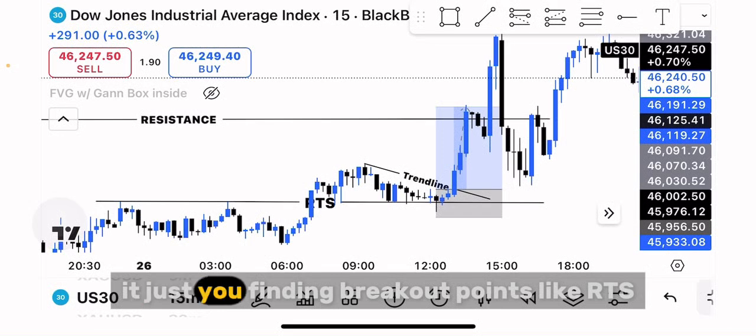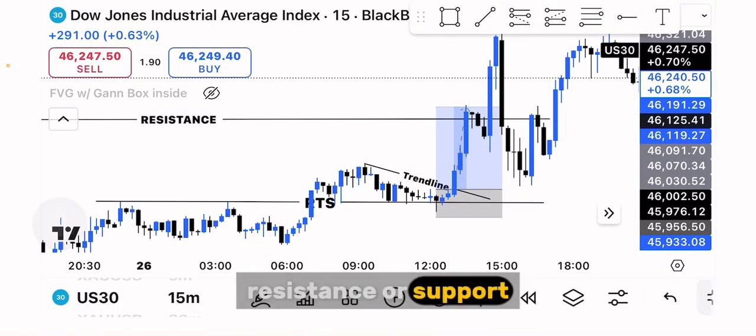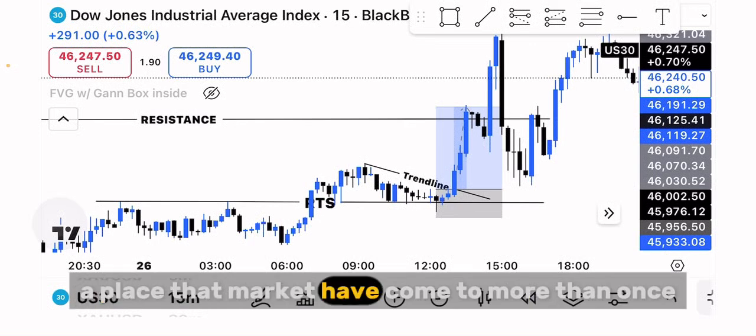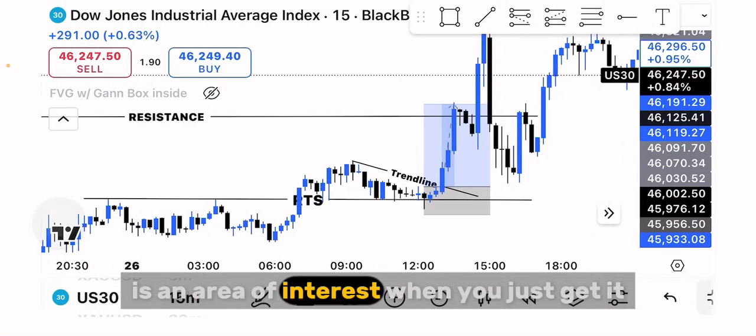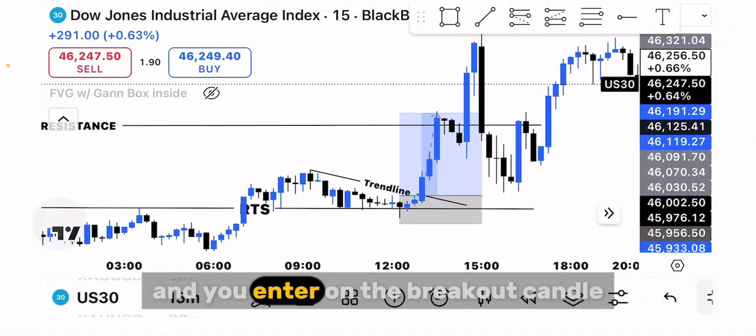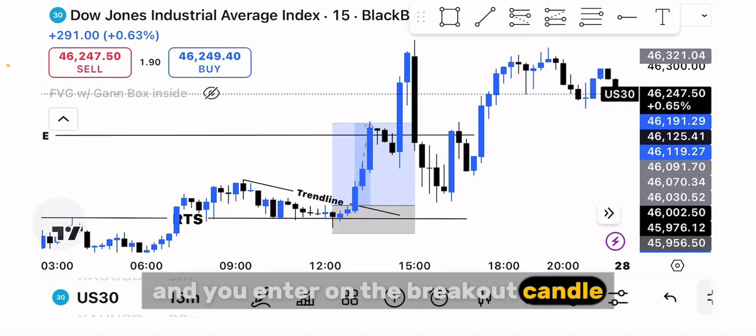It's just you finding breakout points like RTS, resistance, support or resistance. You have trend line and also other areas of interest. A place that market has come to more than once is an area of interest. When you just get it, you look for a breakout and you enter on the breakout candle.